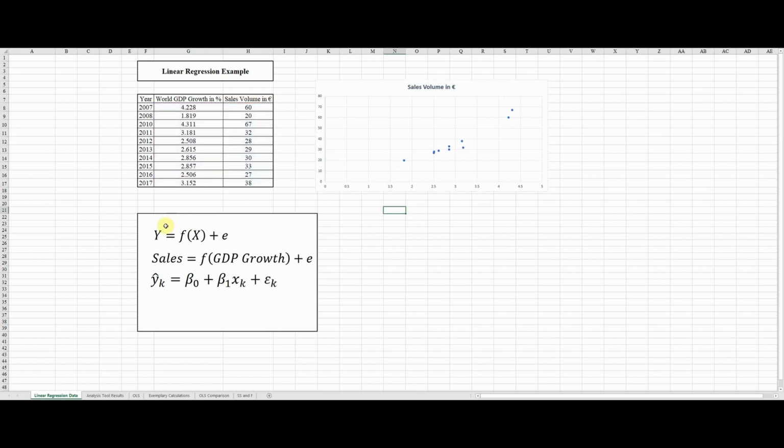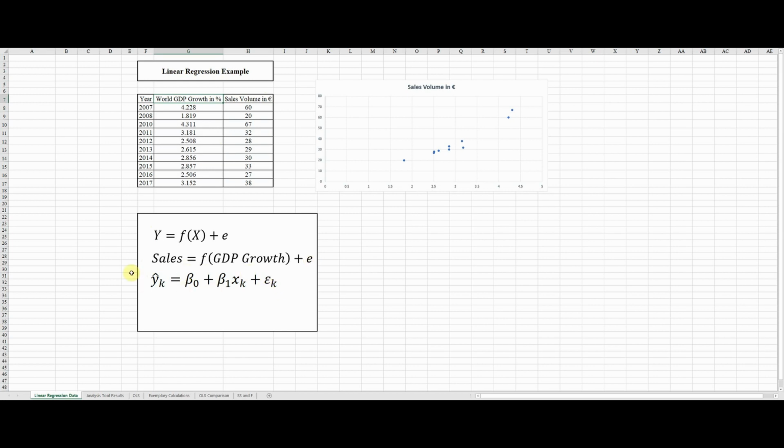More formally, our model, sales volume being our dependent or y variable, and GDP growth being our predictor or independent variable, the x variable, would look like this. So your variable of interest is a function of x plus some error. So in this example, our sales are a function of GDP growth plus error. We always have the error because no model predicts perfectly, right?